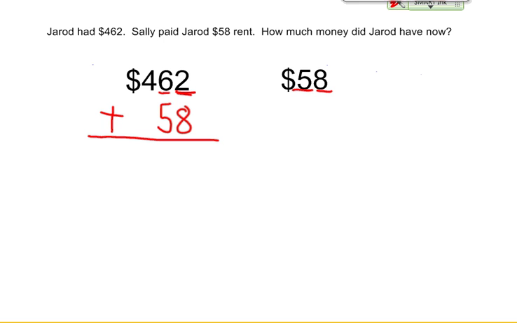And now, since these are all our digits, we can add them together. 2 plus 8 gives us a 10, 0 goes down, 1 goes up. 1 plus 6 gives us a 7, plus a 5 gives us a 12, so 2 goes down, 1 goes up, and 1 plus 4 gives us a 5. Put our label on there because it has one, and we have an answer of $520 is the amount of money that Jared now has.